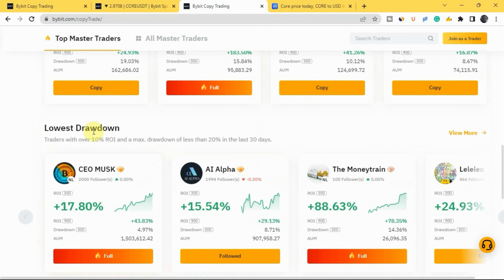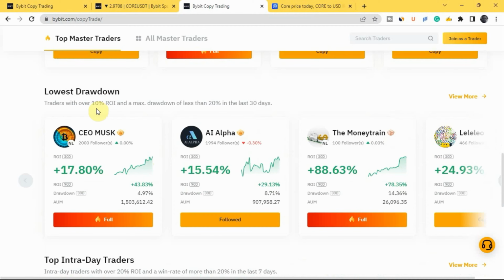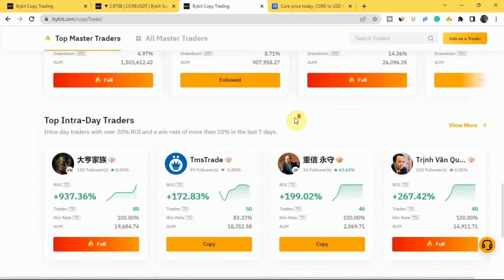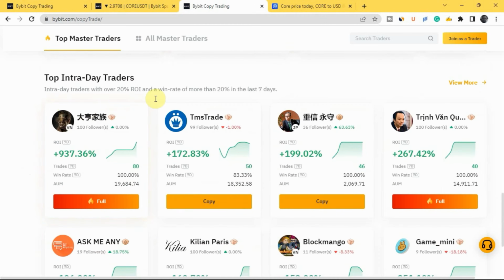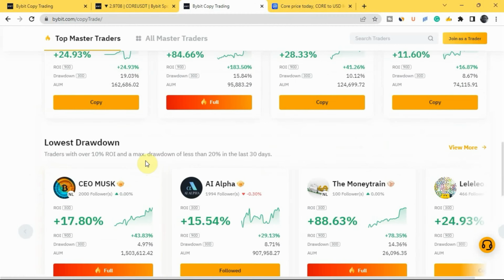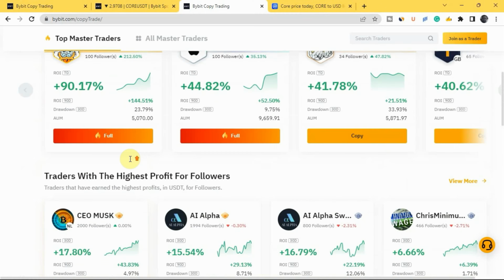If you scroll down again, you see where you have the lowest drawdown. Lowest drawdown means the person who has made the lowest amount of loss. So for this person right here, the drawdown in the last 30 days is only 4.97%. This person's drawdown in the last 30 days is just 8.71%. For this person right here, the person has lost 14% in the last 30 days. You'll be able to see other traders right here, and you can see top intraday traders and so on. So you can see different categories of traders right here.